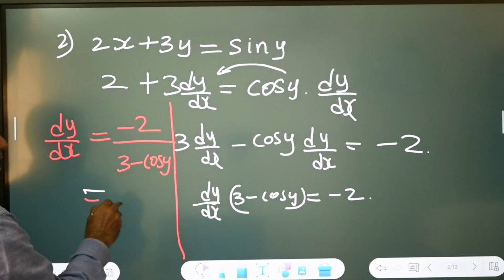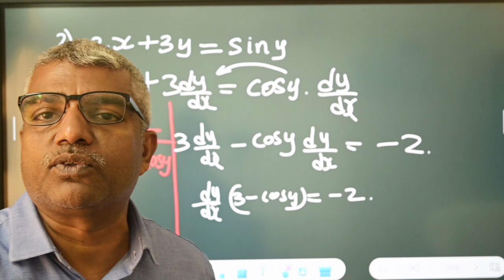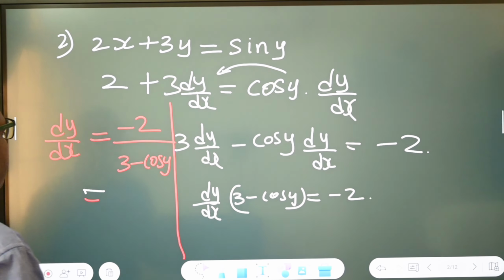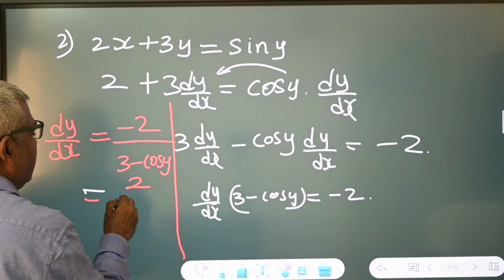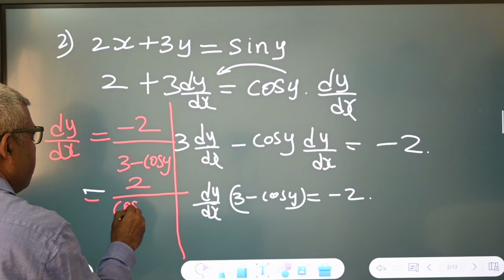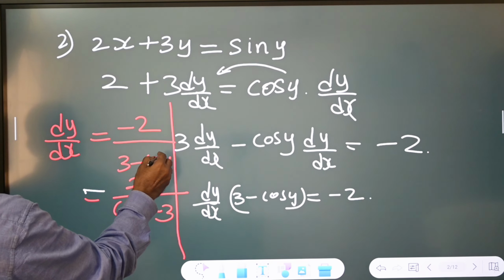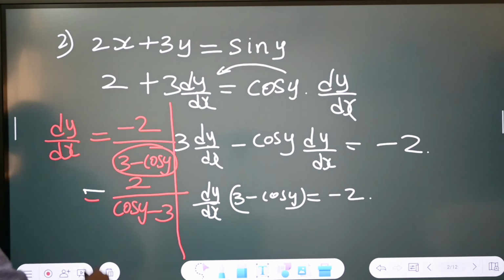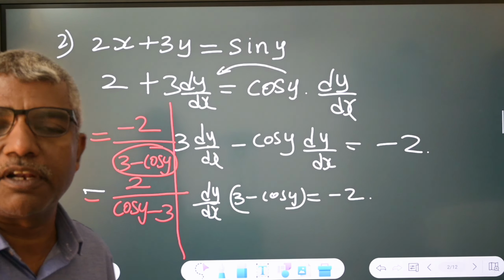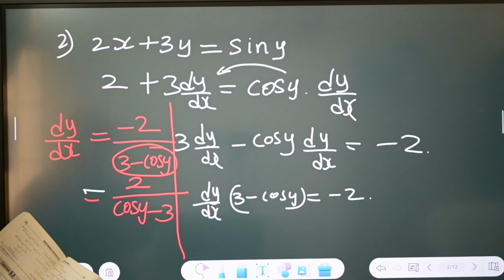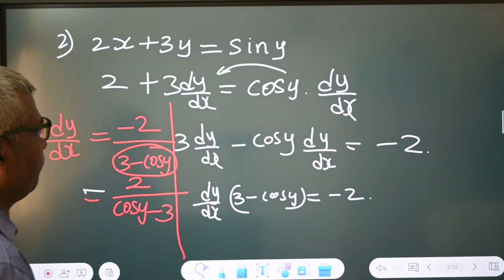Always try to prefer that the numerator should not contain minus. If possible, you interchange it: 2 over cos y minus 3. Here I put minus in numerator and denominator, so the numerator doesn't have the minus sign. Copy down.